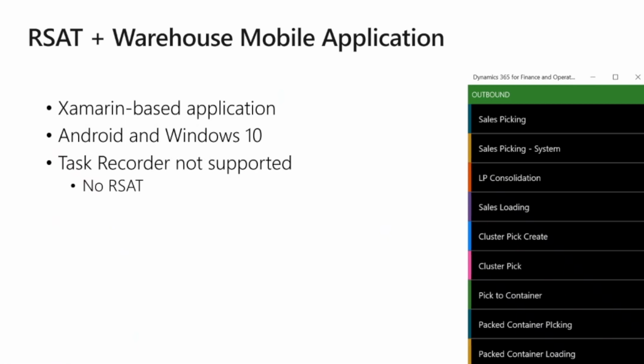And the bad news is that because the RSAT tool utilizes the core technology of the task recorder that is built into Dynamics 365 for supply chain management, it currently does not support the mobile warehouse app. Until now, this meant that warehouse workflows, at least any that utilize the mobile app, were unable to be validated and tested with RSAT.